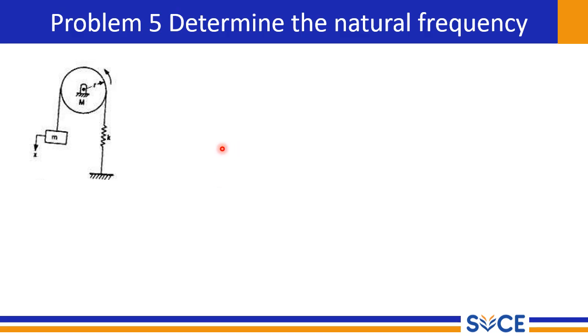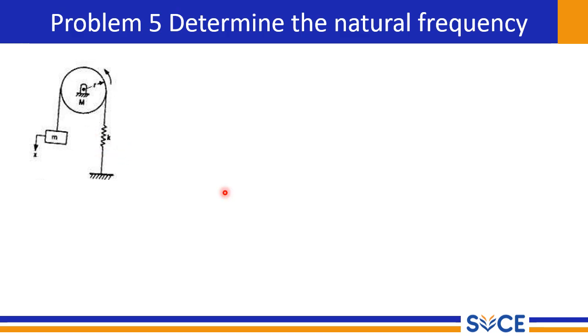Listen students, in this problem we are going to determine the natural frequency for the system shown in this figure. Here we have a mass which is tied by a rope around a pulley, and this pulley system is supported on the opposite side by a spring of stiffness K. This is once again a mathematical model, with elasticity represented in the form of K. It is a mathematical model of a pulley system, not directly the actual application.